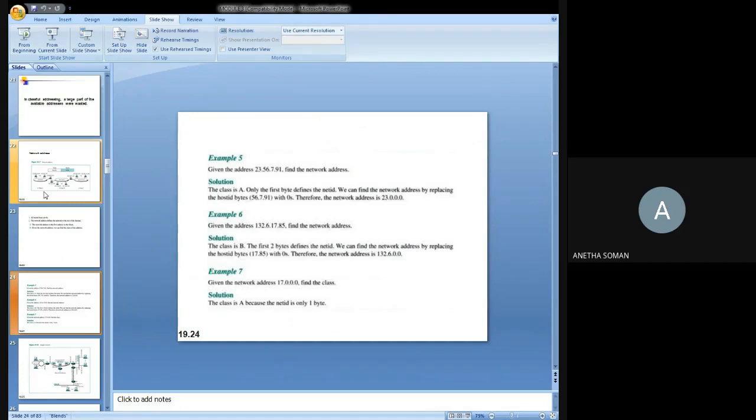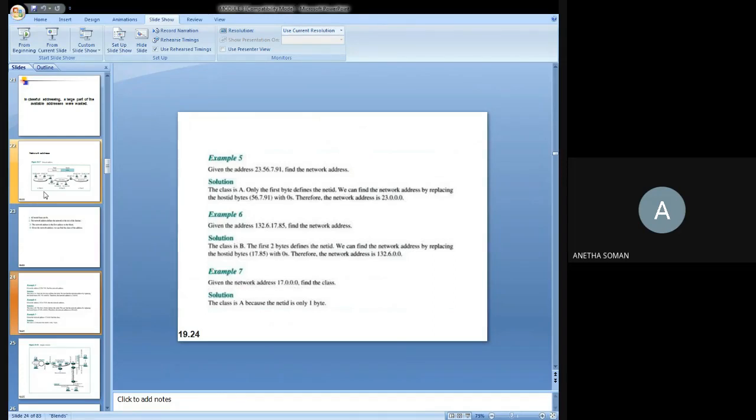Now look at the second example, 132.6.17.85. You want to identify the network address. Look at the first byte, 132. Which class does it belong to? Class B. So it is identified as class B.